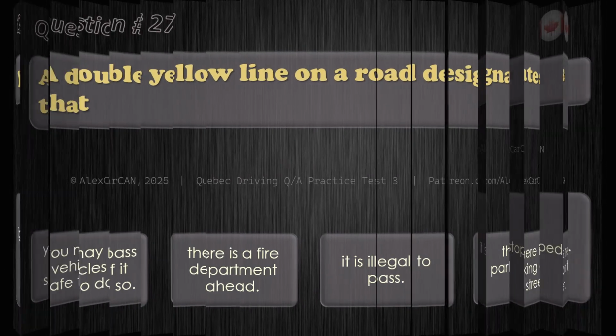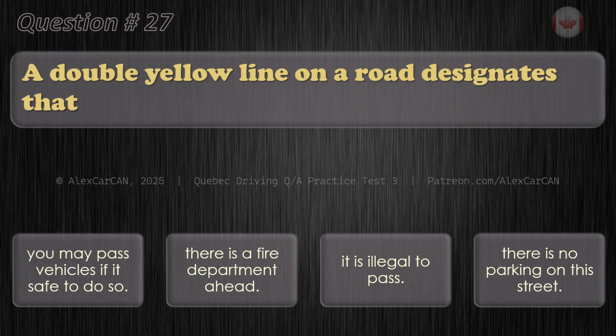Question number 27. A double yellow line on a road designates that you may pass vehicles if it's safe to do so. There is a fire department ahead. It is illegal to pass. There is no parking on this street. The correct answer is: it is illegal to pass.